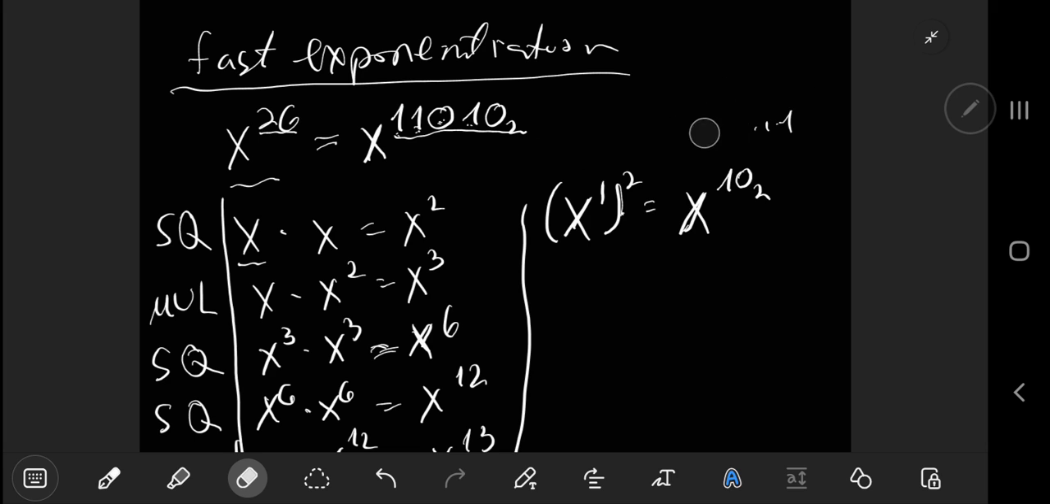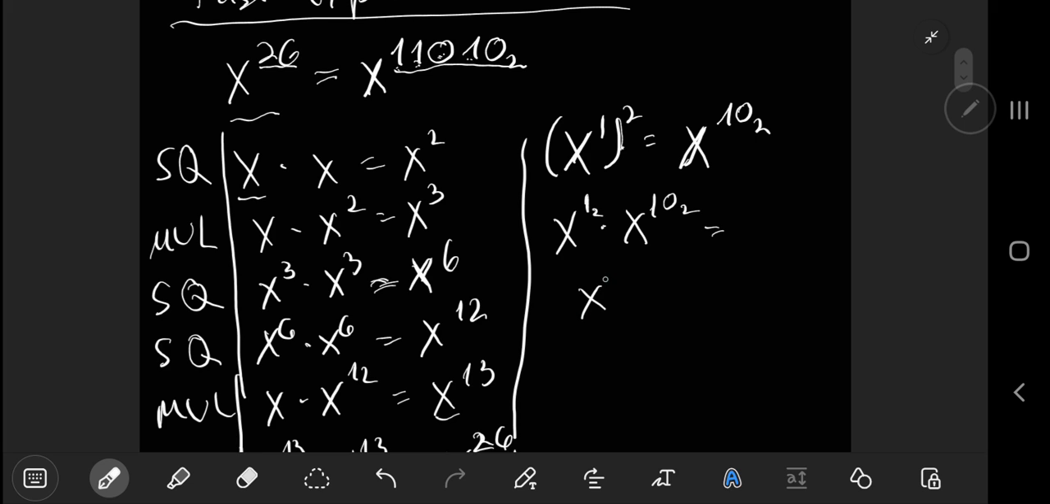So here I want to add 1. So what I will do, I won't take the power of 2, but I will multiply by x. So it will be x to the power of 1 times x to the power of 10, all of this in base of 2. So remember that 1 0 base of 2, what will happen here is x to the power of 1 plus 1 0 in base of 2, right? So what is the result? It's 1 1 in base of 2. This is exactly what we wanted.